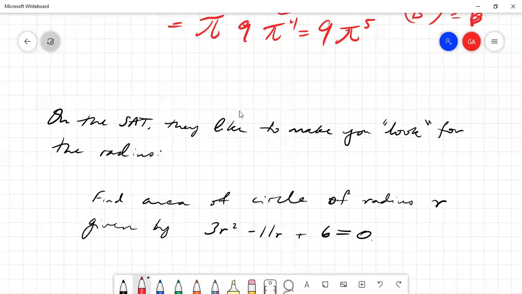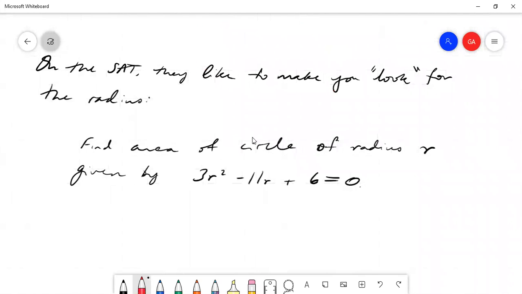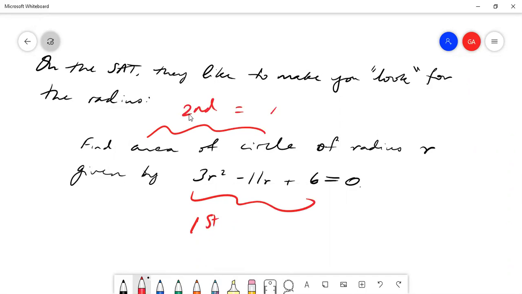Something the SAT people love doing is they love making you look for the radius. So they'll say, find the area of the circle if the radius is given by some quadratic equation. And this quadratic equation really has nothing to do with circles. They've just cooked this up to make you solve a quadratic equation to find the radius and then put that radius into pi r squared. So this is a 2-step problem. The first part is solving this quadratic equation, right? So we need to do this first, and then we need to do the second. The second part involves putting your radius into pi r squared, but first we need to find r.